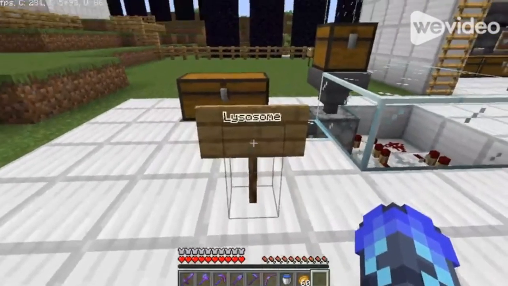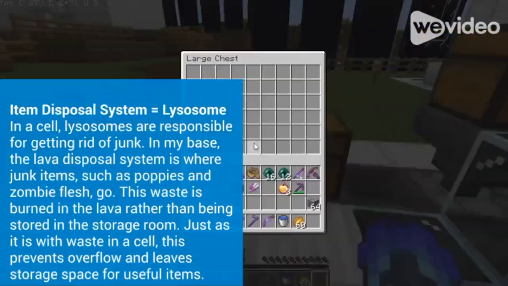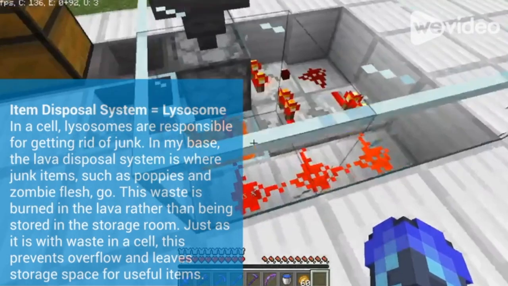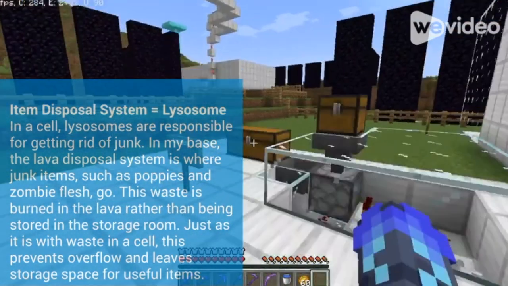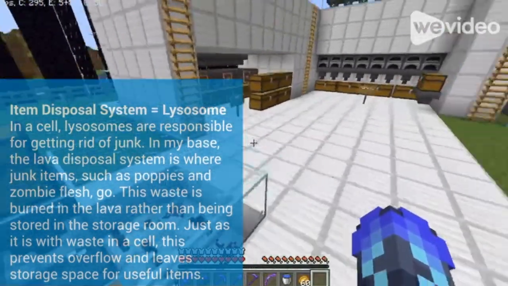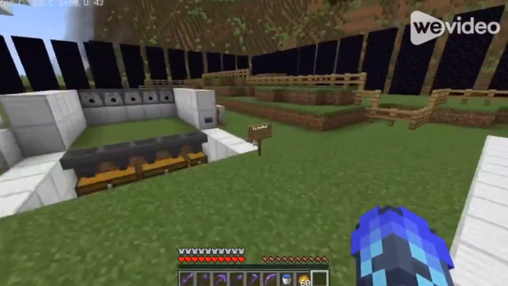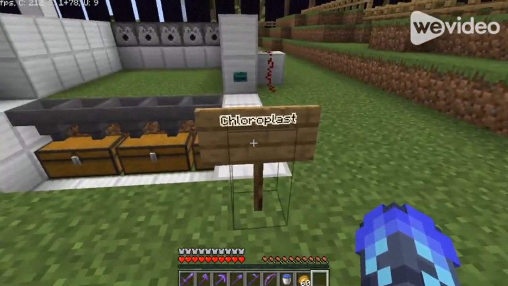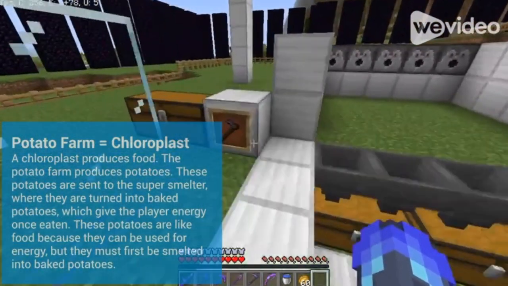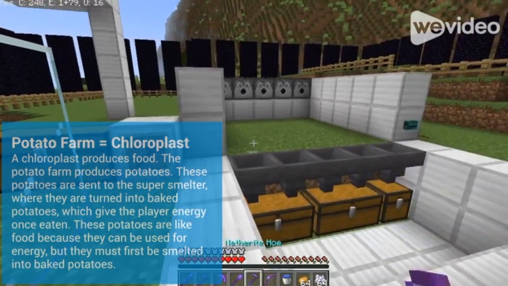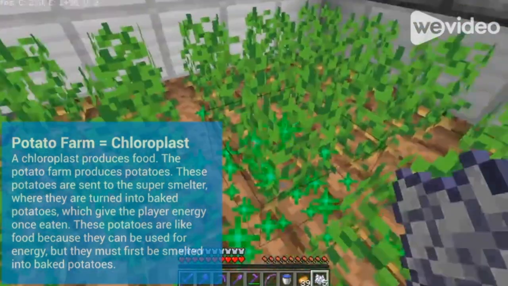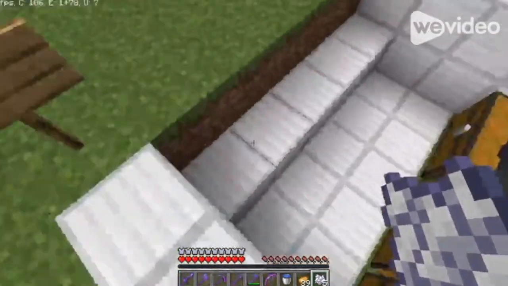In a cell, lysosomes are responsible for getting rid of junk. In my base, the lava disposal system is where junk goes. This prevents overflow and leaves storage space for useful items. In a cell, chloroplast produces food and energy. In my world, the chloroplast is represented by a potato farm. These potatoes are sent to a super smelter where they are turned into baked potatoes, which give the player energy once eaten.